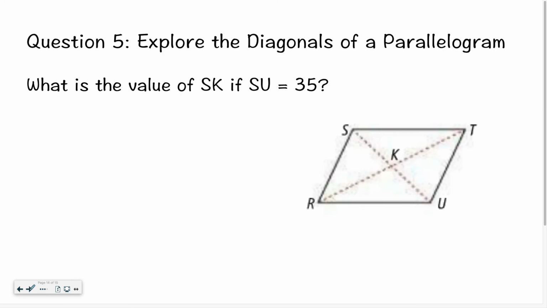With that information, I want you to see, can you solve this problem on your own? If we have this parallelogram and we know that SU equals 35, what is the measure of SK? Good luck. Hopefully you said if SU is 35, SK is half of that diagonal because it is bisected. That means 35 divided by 2 leaves me with 17.5. So SK equals 17.5 units.